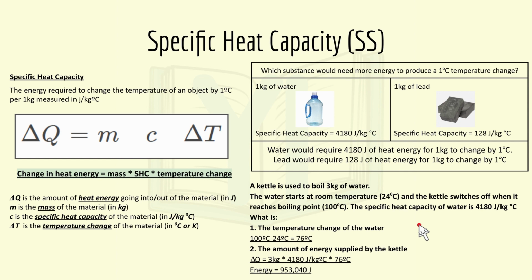And here's a question. A kettle is used to boil 3 kg of water, and the water starts at room temperature at 24 degrees Celsius, and the kettle switches off when it reaches the boiling point, which is 100 degrees Celsius. And the specific heat capacity of water is 4,180 joules divided by kg times Celsius. And what is the temperature change of water, which is just 100 minus 24, quite straightforward. And the amount of energy supplied by the kettle is just 3 kg mass times specific heat capacity times the temperature change, which gets us this energy change.